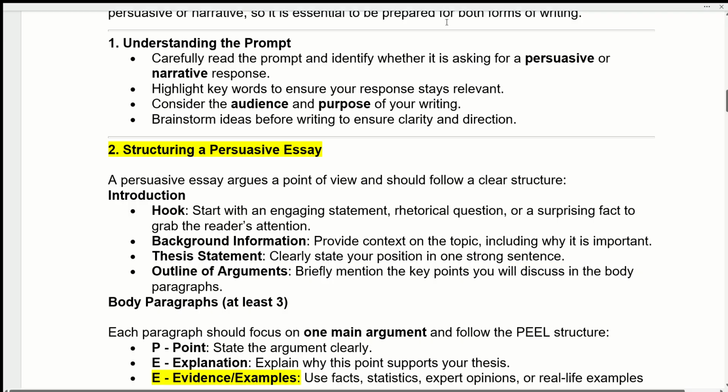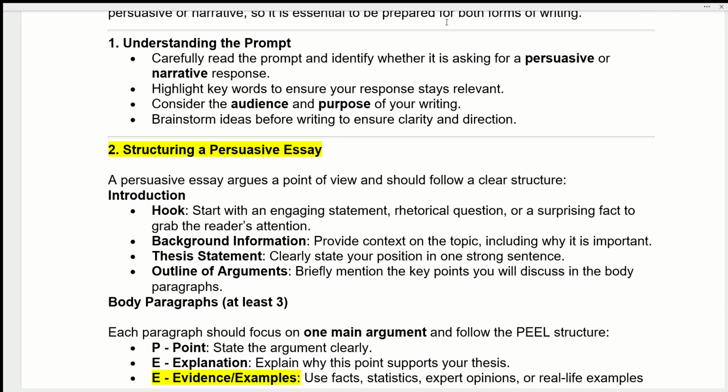We would have an introduction at the start of the essay where we have a hook, and start with an engaging statement or a rhetorical question or a surprising fact to grab the reader's attention. In terms of background information, we're going to provide a little bit of context on the topic, include why it is important and what we are talking about. Could be about a person, could be about a thing, or why you're supporting it.